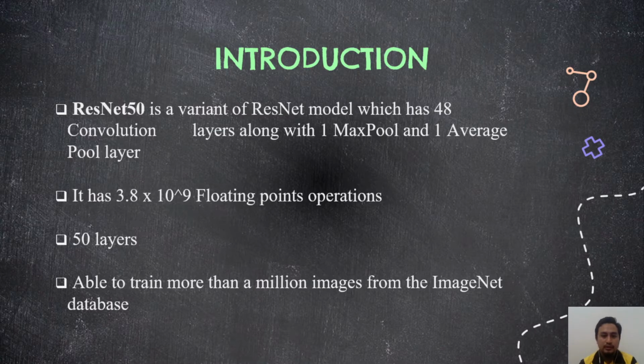So here is a little bit of introduction. ResNet 50 is a variant of the ResNet model which has 48 convolution layers along with one max pool and one average pool layer. It has 3.8 times 10 to the power of 9 floating point operations and is able to train on more than 1 million images from the ImageNet database.